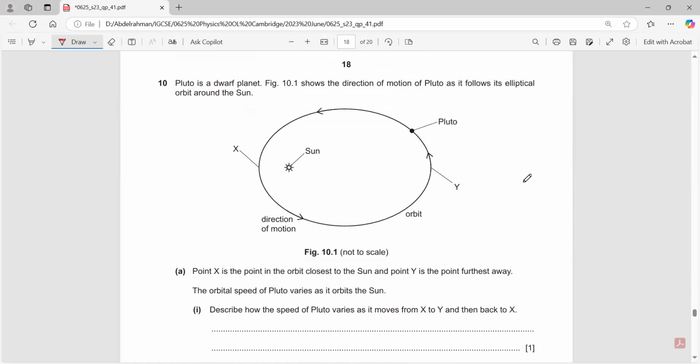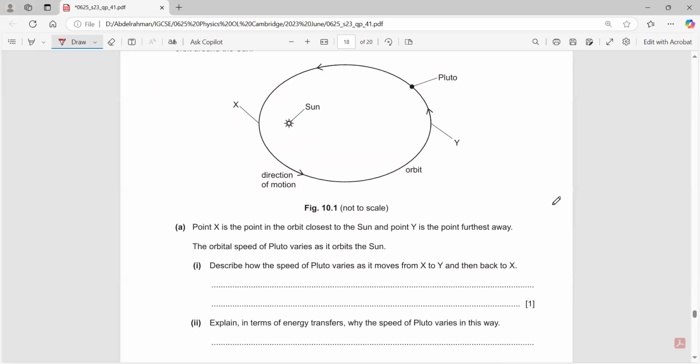Pluto is a dwarf planet, but it still rotates around the sun and is part of our solar system. Point X is the point closest to the sun, and Y is the furthest away. Describe how the speed of Pluto varies as it moves from X to Y and back to X.